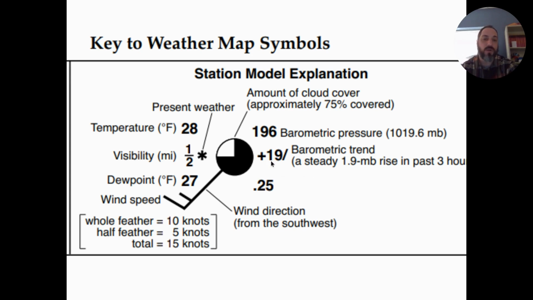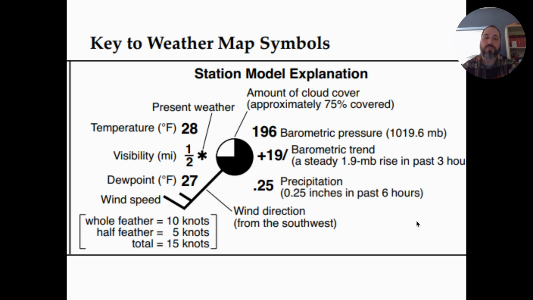The next one just below it is showing us our barometric trend. This says 19, and we've got a line going up. That means that it is rising, and we have this plus right here to also tell us that it's rising. So in order to figure this out, we're going to put a decimal point right between the 1 and the 9. It is rising 1.9 millibars in the past 3 hours. That got cut off a little bit, but that is in the past 3 hours.